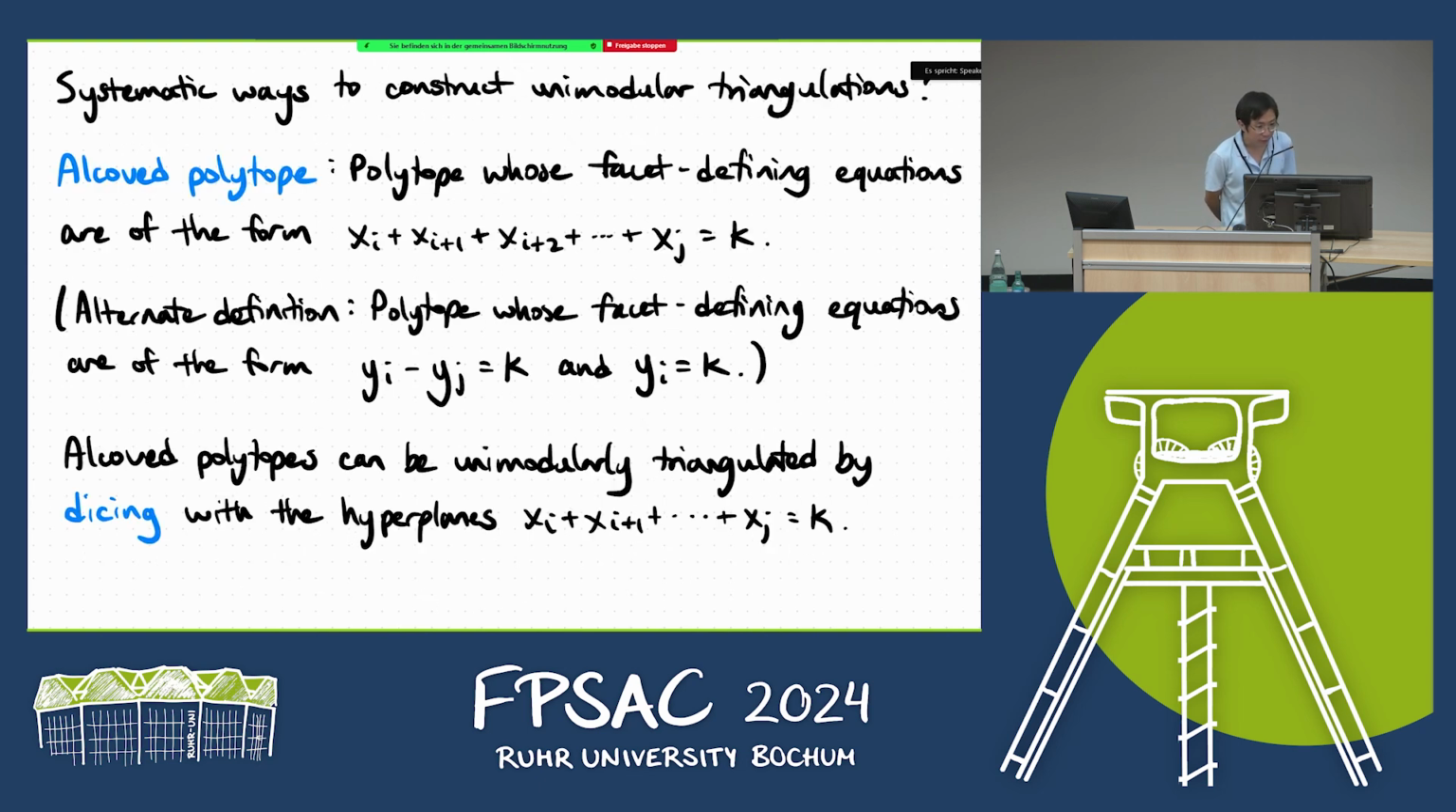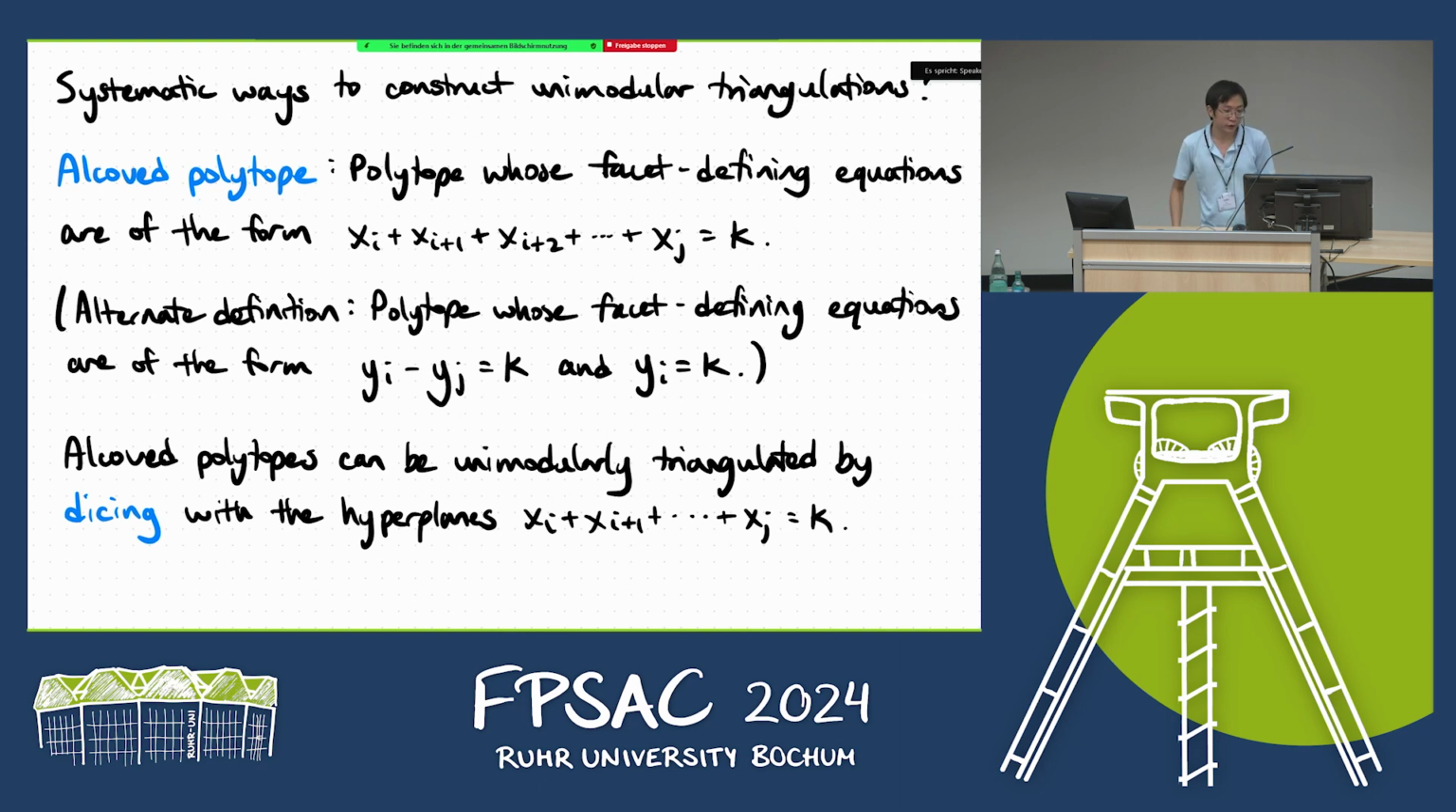So in general, we don't know if things have unimodular triangulations, but for specific classes of polytopes, you can ask: are there systematic ways to construct unimodular triangulations? One such class of polytopes are called alcoved polytopes. You saw these in Carolina's talk. These are polytopes whose facet-defining equations are of the form x_i plus x_{i+1} plus x_{i+2} and so forth up to some other index. So you take a consecutive sum of coordinates and set that equal to something.